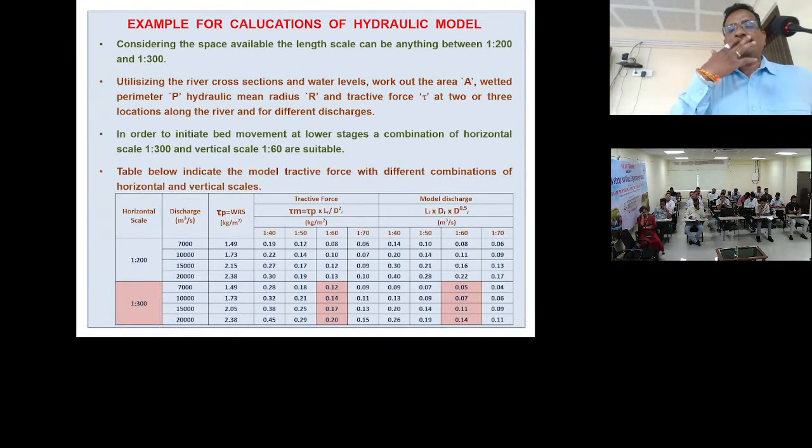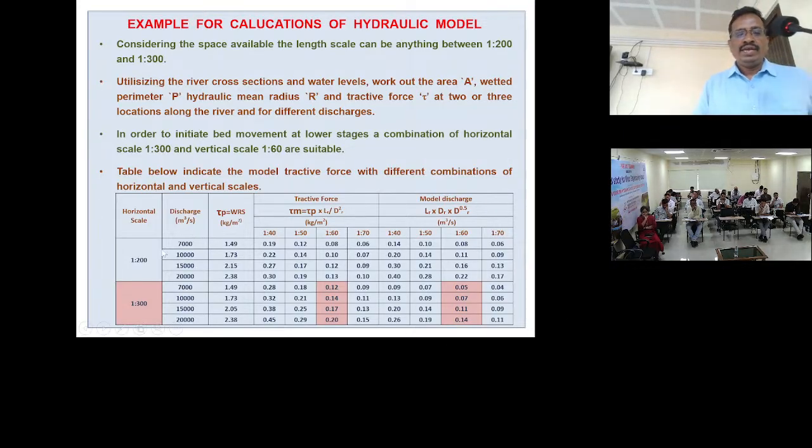So now we have to scale down, the selection of scale. Considering the space available, the length scale can be anything between 1 is to 200 and 1 is to 300. The horizontal scale should be within these two ranges, 1 is to 200 and 1 is to 300. Utilizing the river cross section and water levels, work out area A, wetted perimeter P, hydraulic mean radius R, and tractive forces tau at two or three locations along the river and for different discharges. In order to initiate bed movement at lower stages, a combination of horizontal scale 1 is to 300 and vertical scale of 1 is to 60 are suitable.